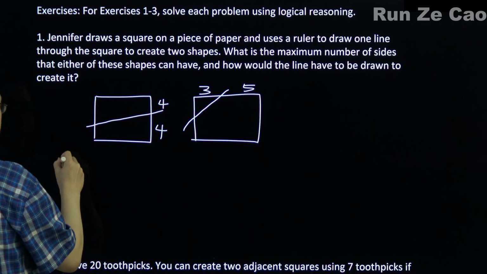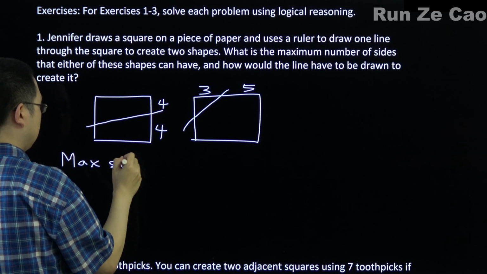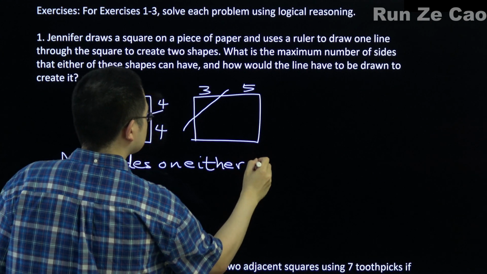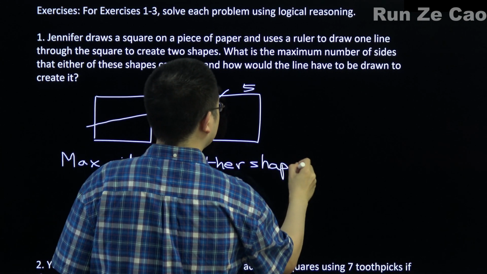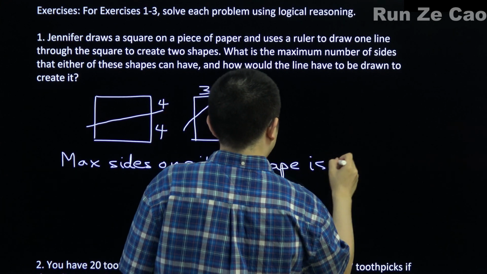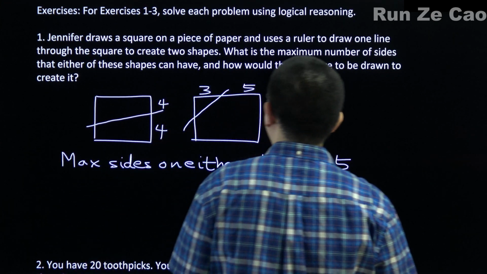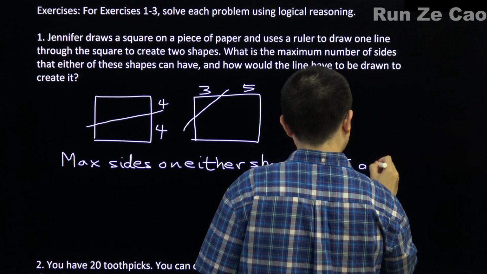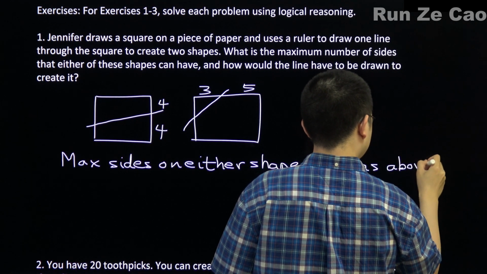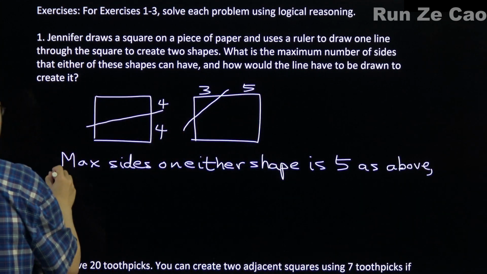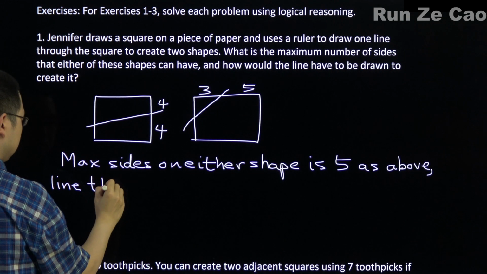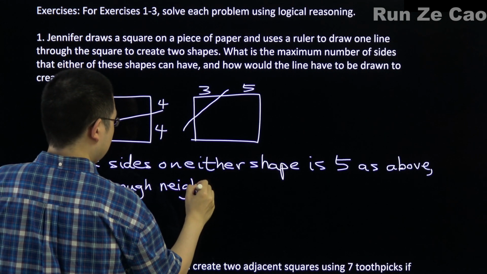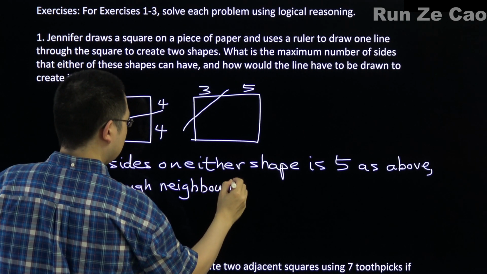So, max sides on either shape is 5. The line has to be drawn through neighboring sides.